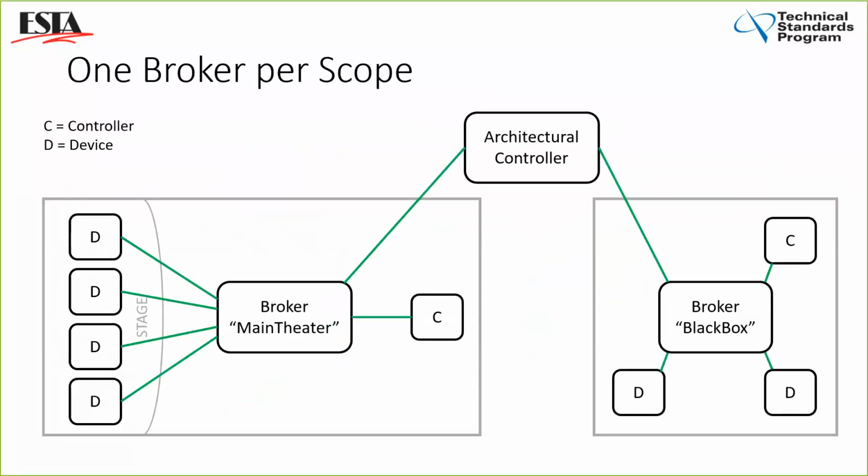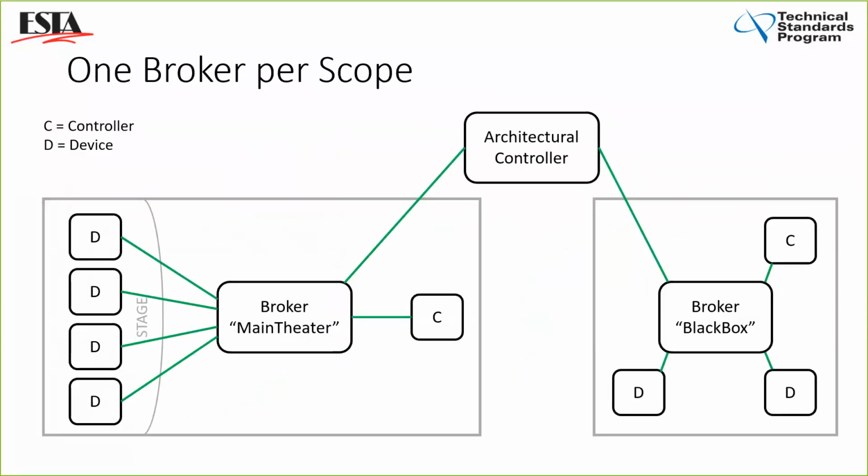So brokers go hand in hand with the concept of scopes in RDMnet. Each scope has its own broker. So this makes the setup of a large system pretty simple. All you need to know is that every scope has to have a broker associated with it. In this case, I've illustrated two scopes, one called main theater and one called black box. This is for a multi-venue or a multi-space venue. Each of the spaces has its own broker. It has some set of controllers and devices. Maybe each one has its own lighting console. Each one has its own gateways and fixtures that don't need to be aware of each other.